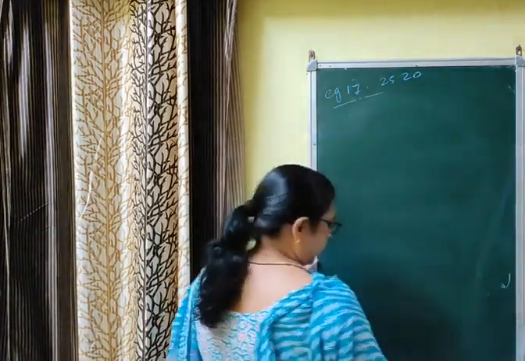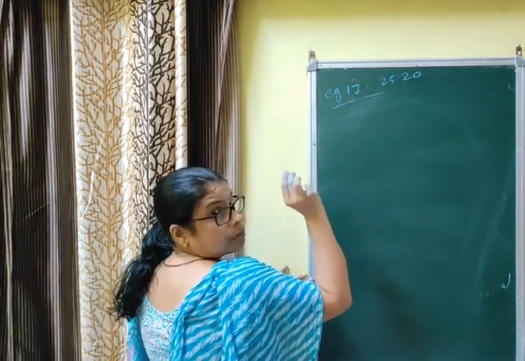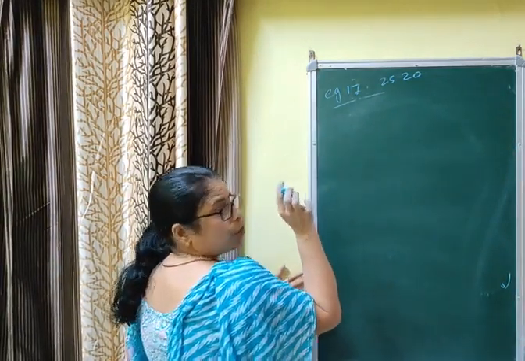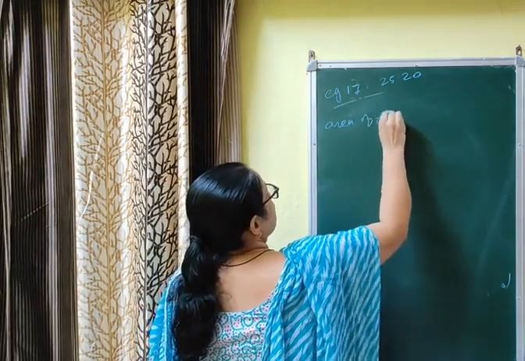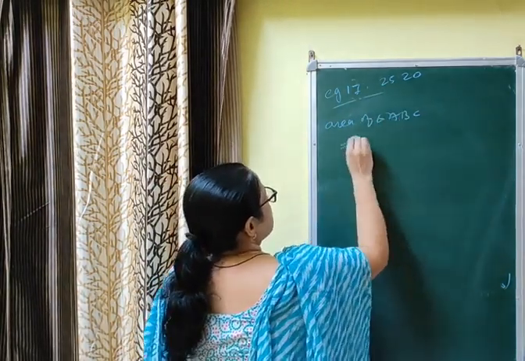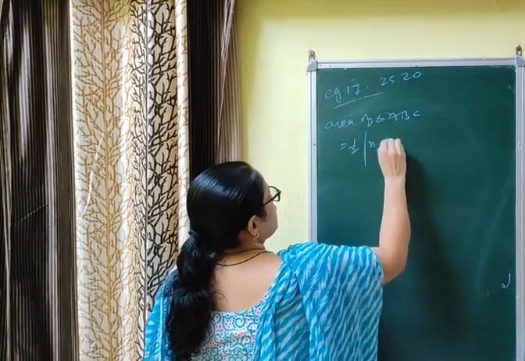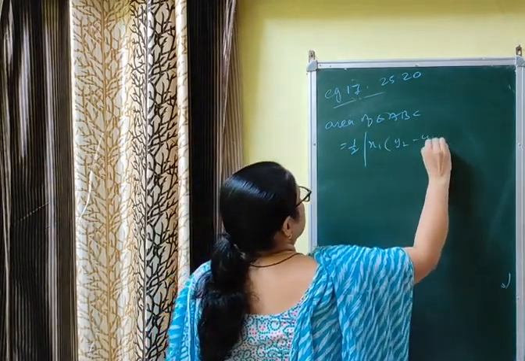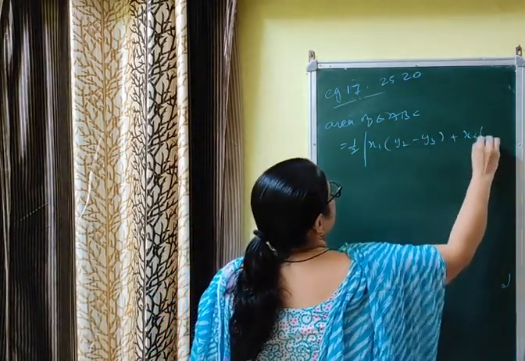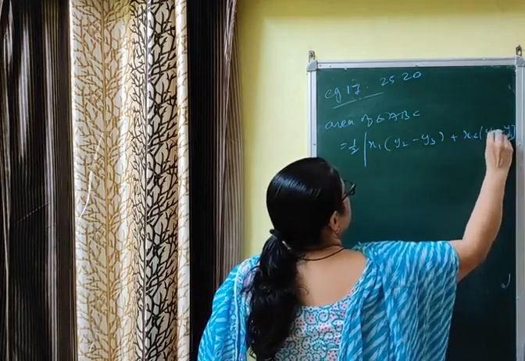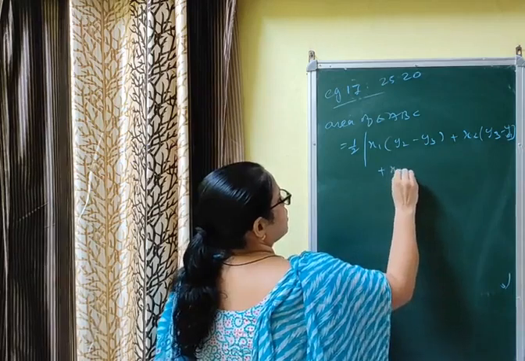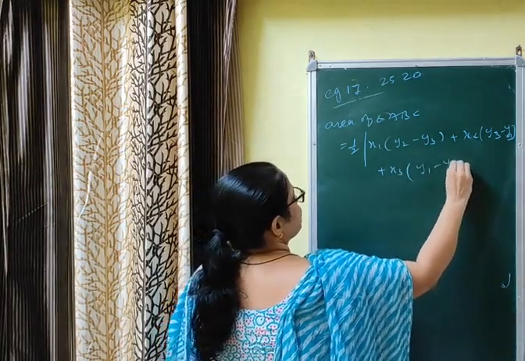What is the formula for finding the area of a triangle? The arrangement of its terms is very important. Area of triangle ABC is, as you know from class 10, half into modulus of x1 into (y2 minus y3) plus x2 into (y3 minus y1) plus x3 into (y1 minus y2).